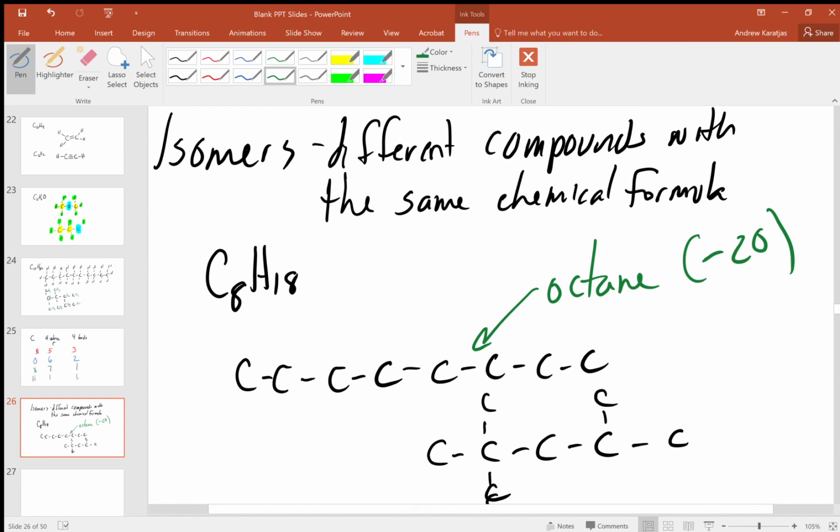The compound at the bottom is known as isooctane and has an octane rating of 100. So two very, very different fuels. Same number of carbons, same number of hydrogens. The only thing we do is change how they're attached a little bit.